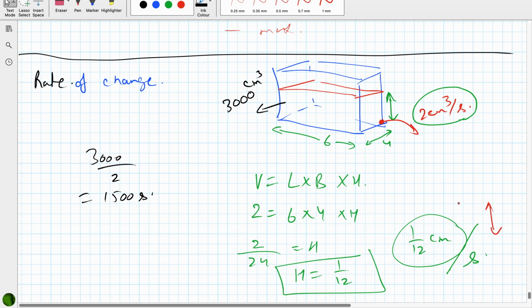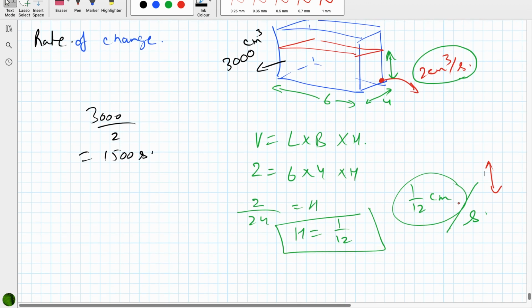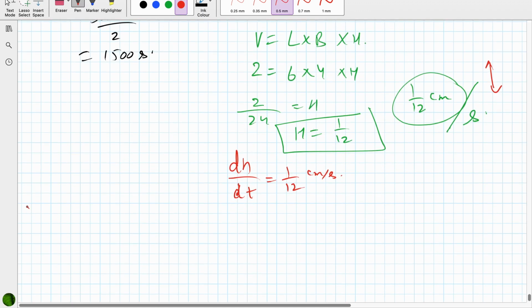Any confusion in this part? I can say that dh over dt, the rate of change of height, is 1 by 12 centimeters per second. Length is not changing, breadth is not changing, as the container gets empty, only the height is reducing. Continuing this, there is a relationship between dy by dx and rate of change.